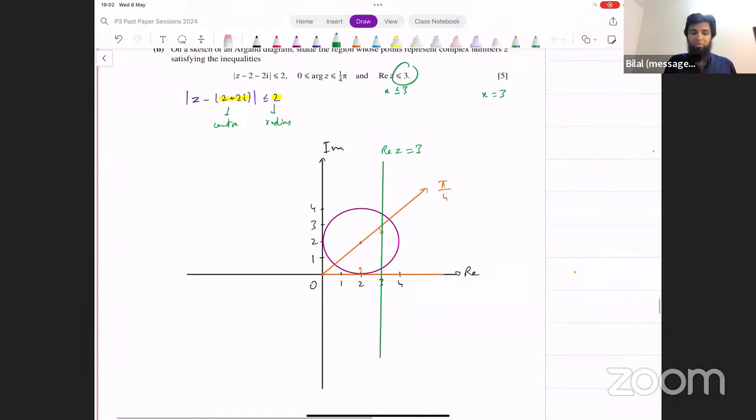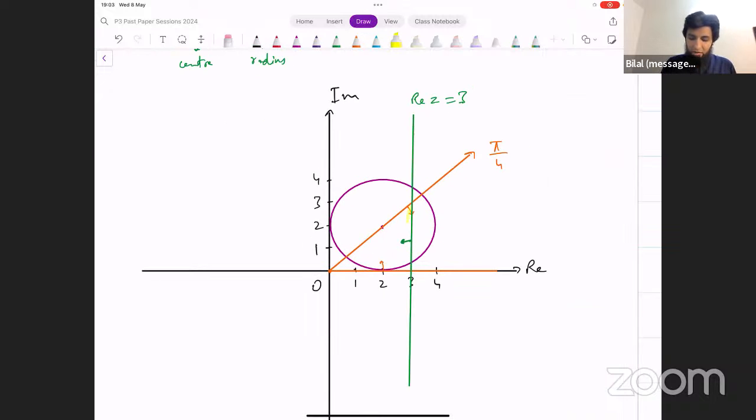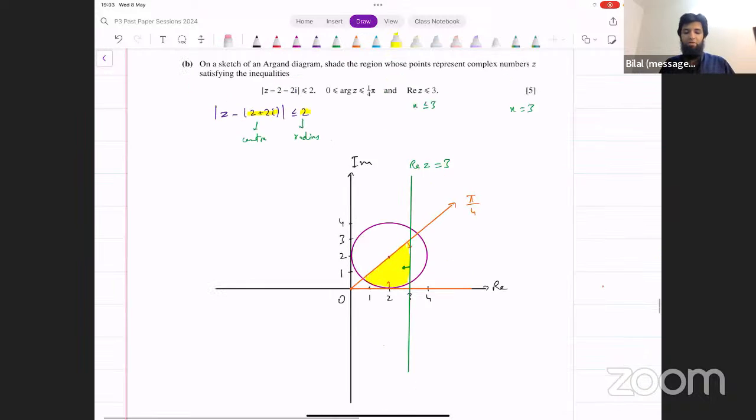Now, since the real part has to be less than or equal to 3, that means you have to be to the left of this line. So which part is going to be shaded then? That satisfies all the conditions. You have to be inside the circle and satisfying these other inequalities as well. This is the part that satisfies all of those conditions, and that's what you would shade here. And that's your final result.